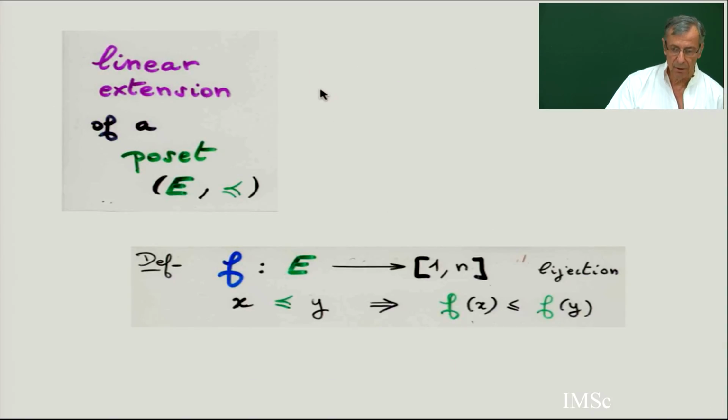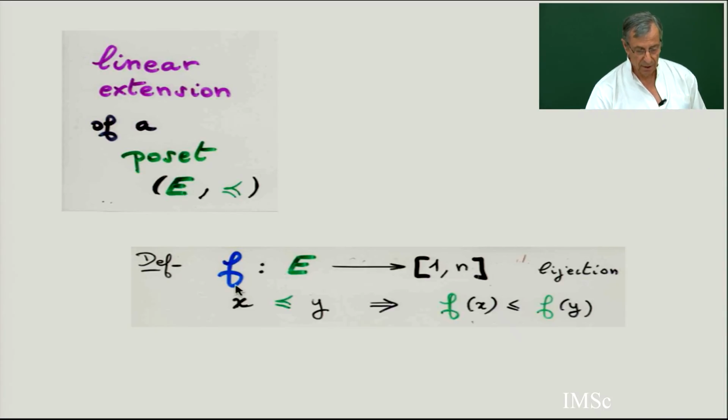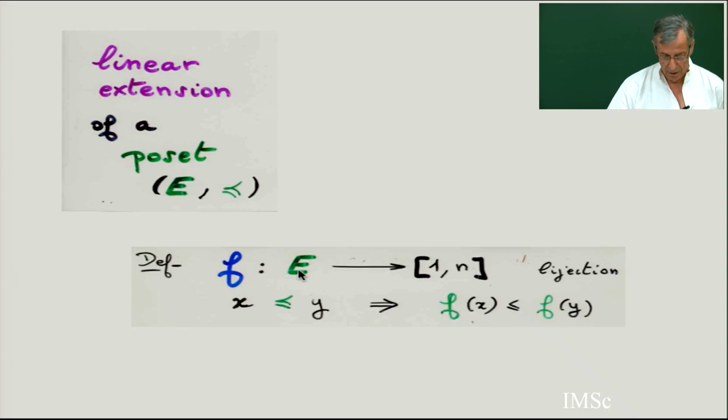I will need this definition of a linear extension of a poset. A linear extension of our poset E, if the poset has n elements, is any bijection f between E and the segment [1,n] of integers, such that if x is less than y, then f(x) is less than or equal to f(y). It means it's a labeling of the poset with the integers 1 to n, such that the labeling is compatible with the order relation of the poset.